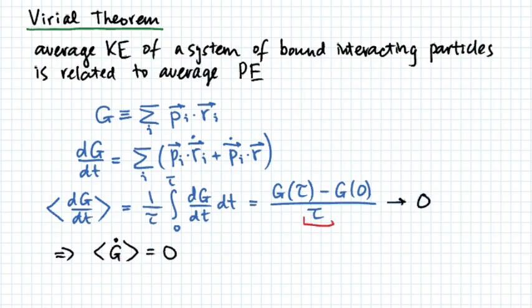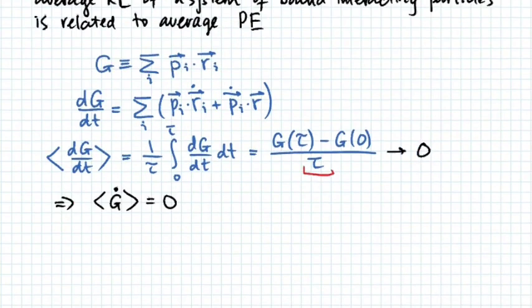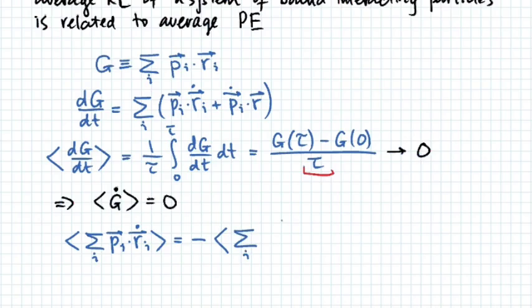So what does it mean that average of G dot is equal to 0? We can write it explicitly. On the left hand side, we can write sum over product of momenta times velocities of each particle. And on the right hand side, we can write minus average of sum of all the particles of product of momentum change times individual particle position.